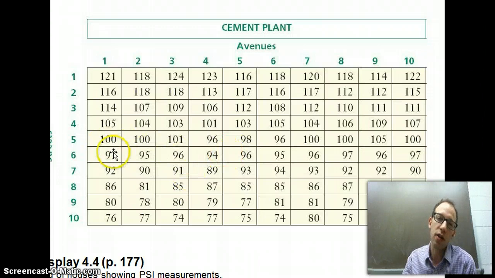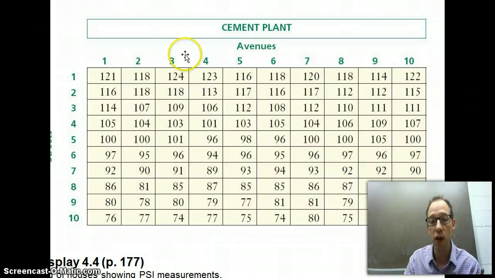So let's think a couple different ways we could sample this. We have 100 units in our population, so we could choose 10 of them at random. So maybe we end up with 2 from the first column, maybe we have 3 from the second row. We're just using a number generator to get 10 overall. And that's a simple random sample.